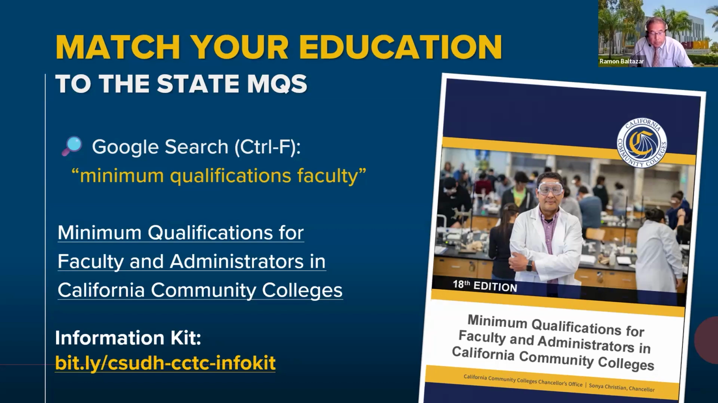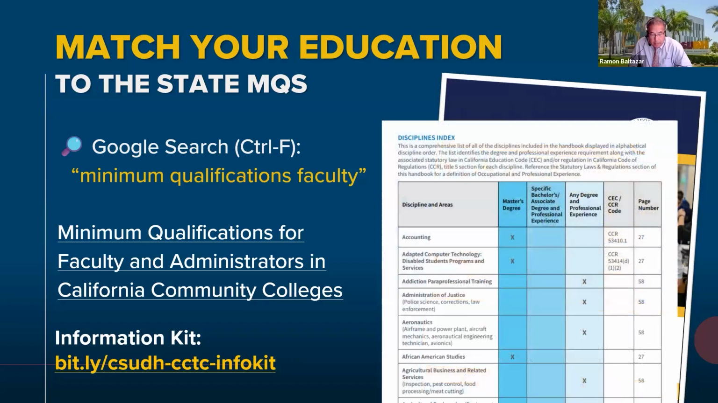On page number 3 of this information kit, you should find a clickable link for the current minimum qualification handbook. On page 11 of the MQ handbook, you should see the discipline index organized in alphabetical order. Scroll down and find the discipline or area that you want to teach.